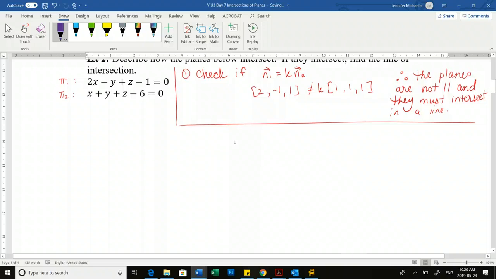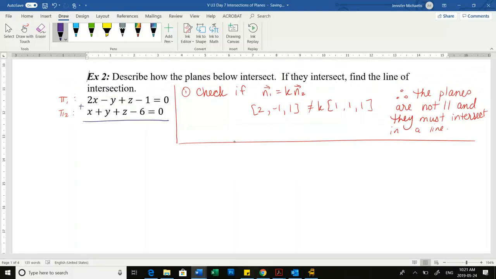So what we're going to do here is set up plane 1 and plane 2. Actually, I can just do it right from here. And we're going to use elimination. Our goal is to eliminate one variable, either x, y, or z. It doesn't matter which one; choose the easiest one. I think here we already have a positive and negative y, so maybe we can just add these equations together. So I'll get 3x, the y's will cancel, plus 2z minus 7 equals 0.